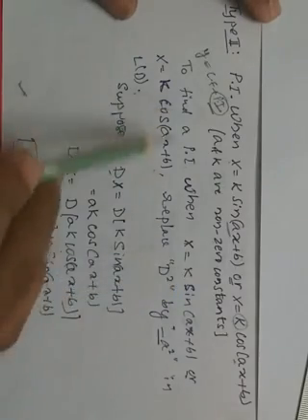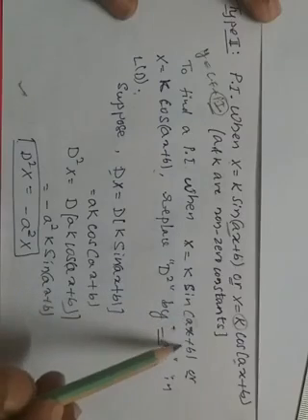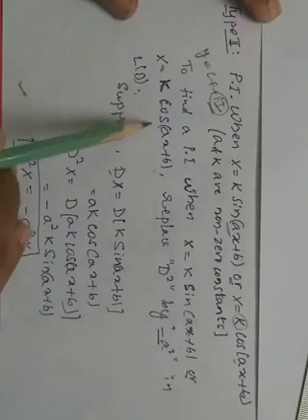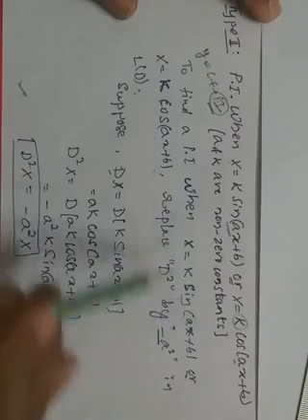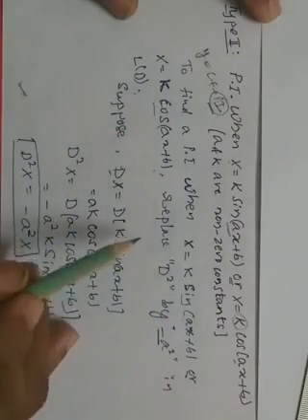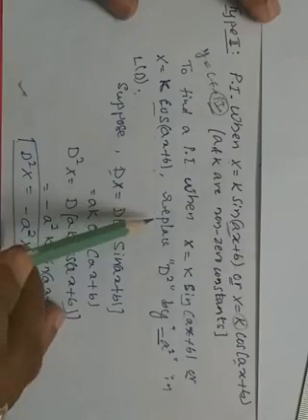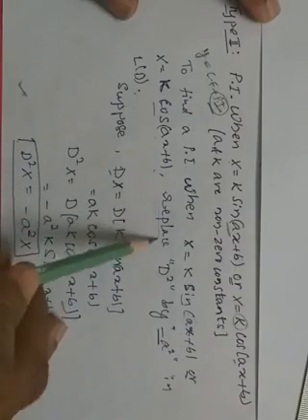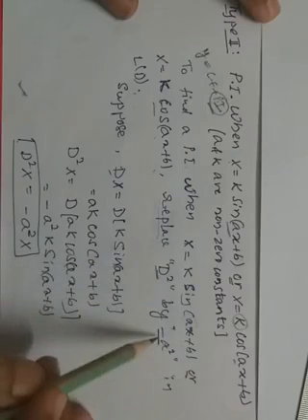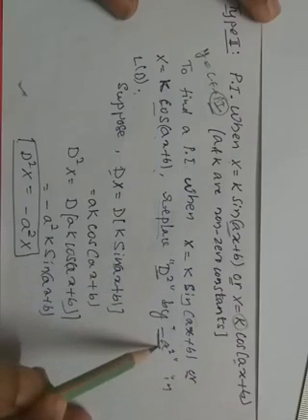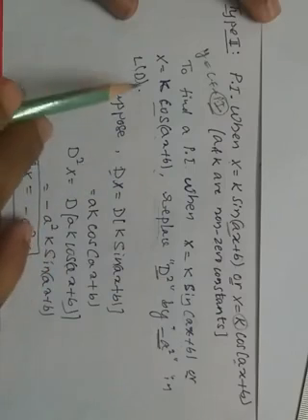So whenever X is of the form k sin(ax + b) or k cos(ax + b), that is sin and cos only, the basic trigonometric function forms, to find the PI we just replace D square. Wherever D square is there in f(D), we have to replace it by minus a square.